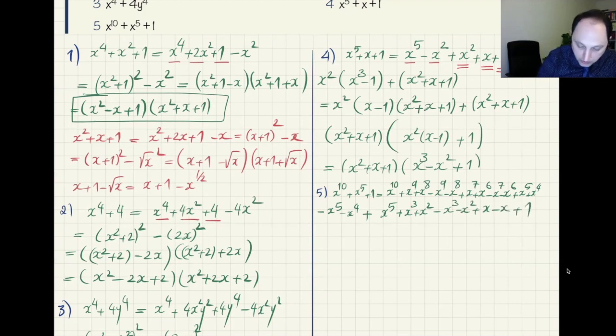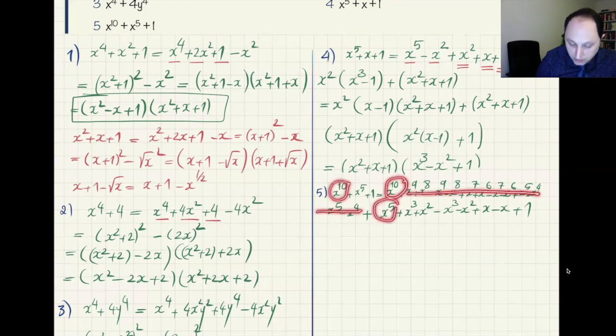Let us make sure that everything is in order, yes? So you see, from here up to here, all the terms are canceled, yes? One pairwise. X to the power of 10, I need it, I have it here. X to the power of 5, I need it, I have it here. Then again, all the terms here are canceled pairwise. And then I have a positive 1 at the end, which I needed here.